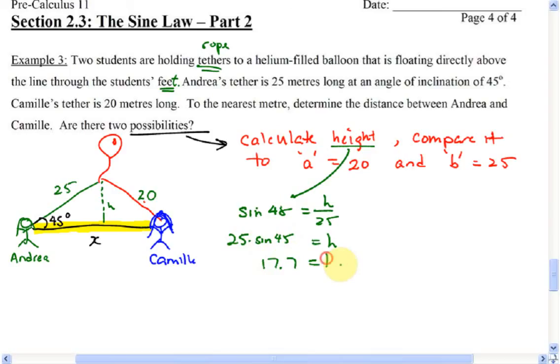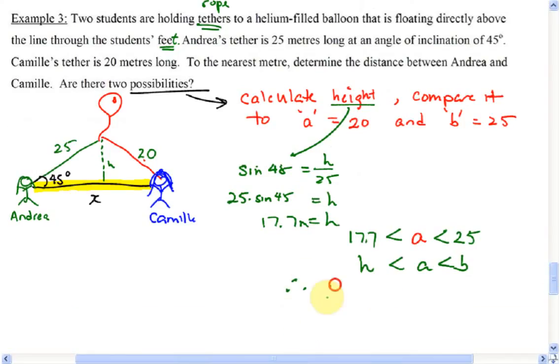Okay, let's compare. Meters, thank you. So, is the A value bigger or less than H? Bigger. Good, so it's oblique, two triangles. Is it less than B? Yes. So notice what we have here is H is less than A, which is less than B. Therefore, how many triangles are there? Two possible triangles.